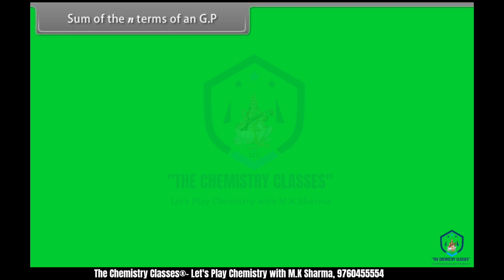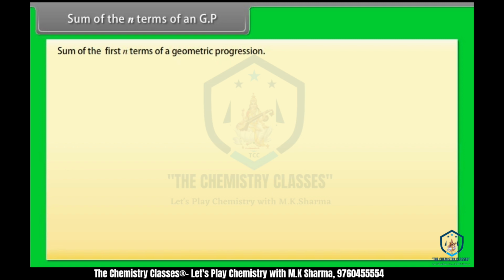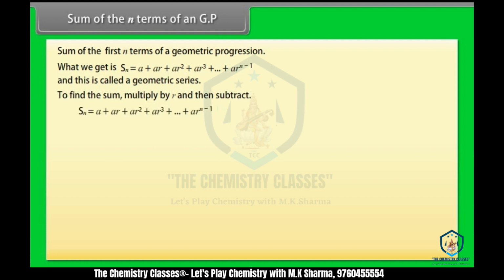Sum of the n terms of a GP. Suppose that we want to find the sum of the first n terms of a geometric progression. What we get is Sn is equal to a plus a into r plus a into r square plus a into r cube up to a into r raised to the power n minus 1, and this is called a geometric series. Now the trick here to find the sum is to multiply by r and then subtract.